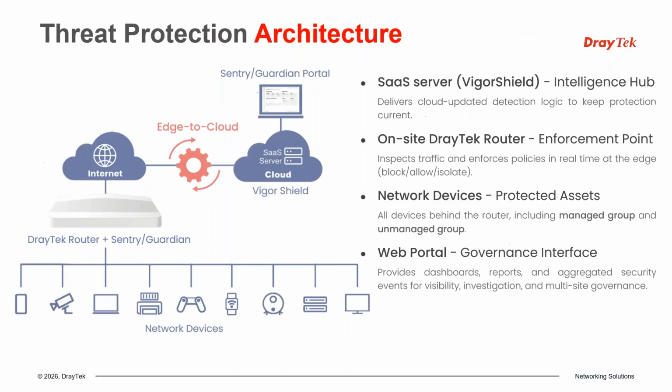The architecture is kind of shown here. So we have your network devices on the LAN of the DrayTek router. Then we have the internet, and then the Sentry and Guardian connected to the cloud. You have a portal that you can log into to see the status of the protection, any reports and logging. And this provides a governance interface that allows you to see what's happening and kind of monitor the network.